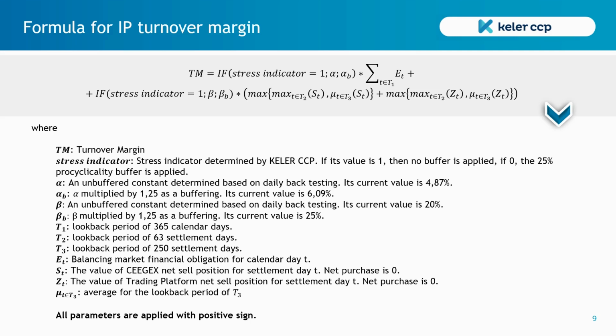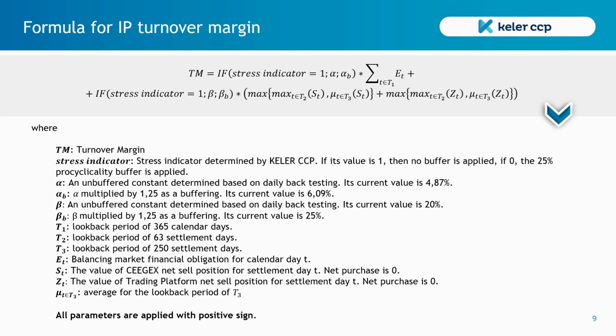We apply the procyclicality buffer on the percentage parameter for the balancing market, but if there is a stress, we don't apply it. We unbuffer the percentage parameter, and that doesn't change that we cumulate the payment obligations of the balancing market purchase prices, and this shall be multiplied with the buffered or unbuffered margin parameter that is recalculated daily.